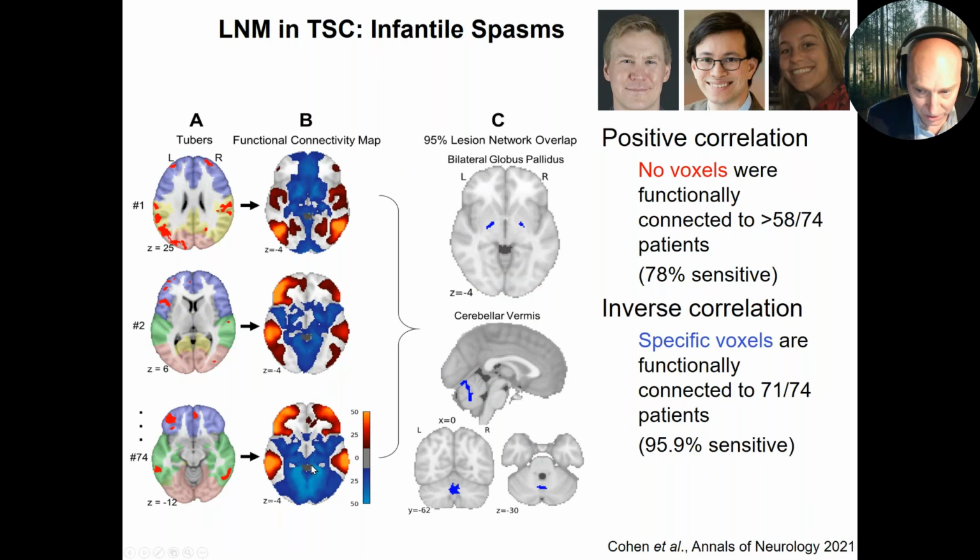And then it turns out that 71 out of 74 patients had a tuber distribution pattern where tubers were connected to the internal globus pallidus and the vermis of the cerebellum. In other words, it's not where the tubers are, but what they are connected to, which gives you answers. So what these patients had in common was that in all of them, at least some tubers were functionally connected, based on that normative connectome, to this GPI, the globus pallidus internus.